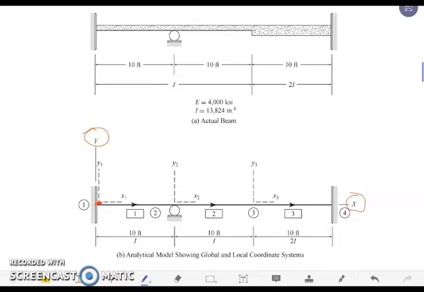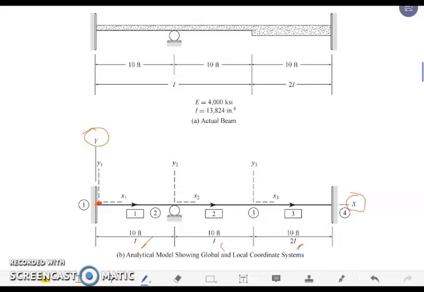Now, if we observe, class, we have to take note that we have different materials. Members 1 and 2, because they have the same material, will be denoted as I. Member 3 has a different material, so that can be denoted as 2I.